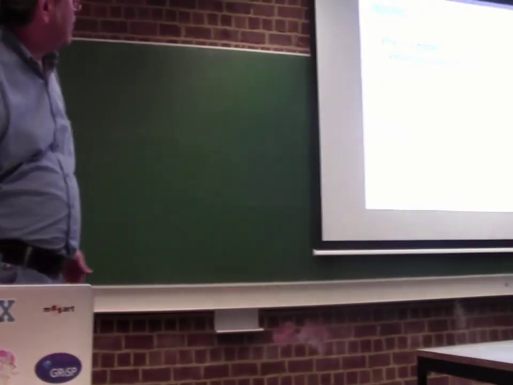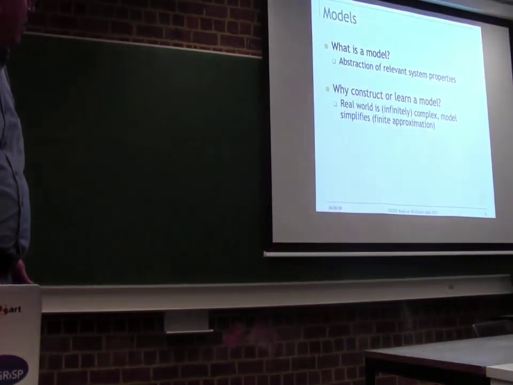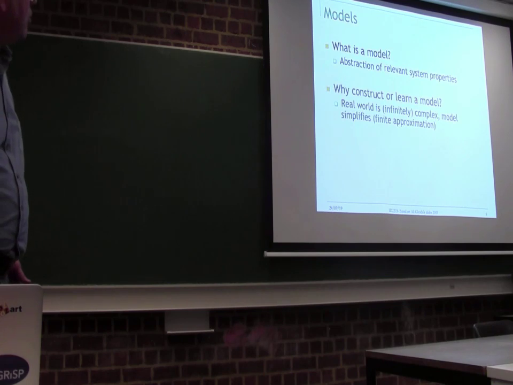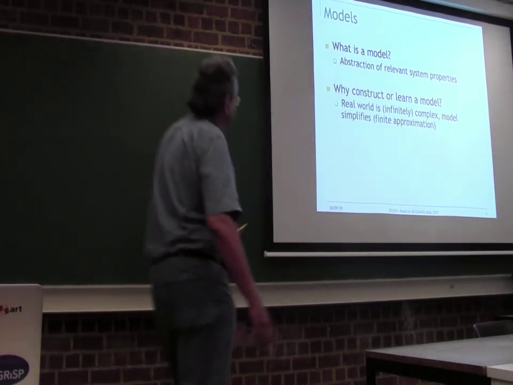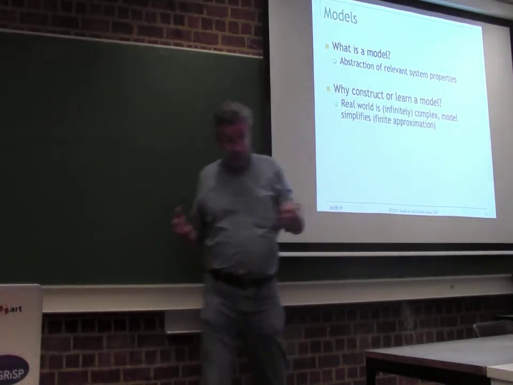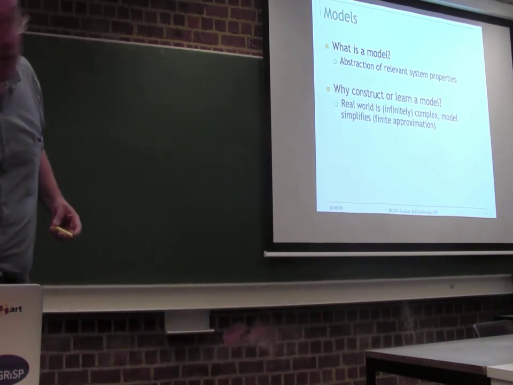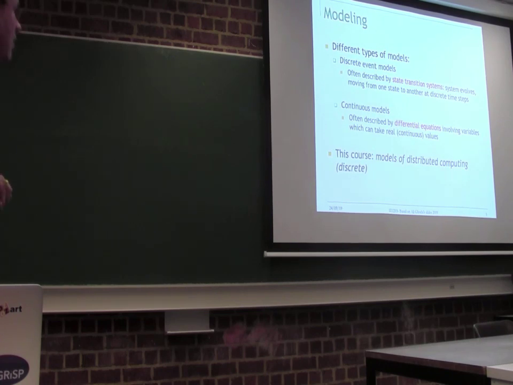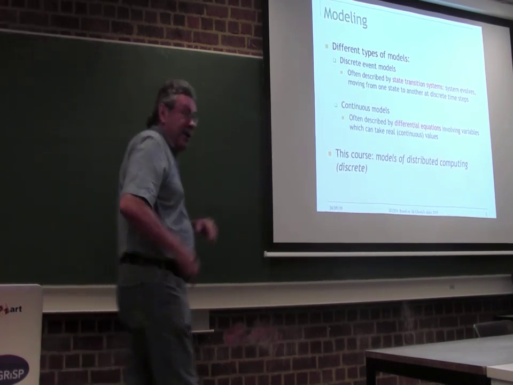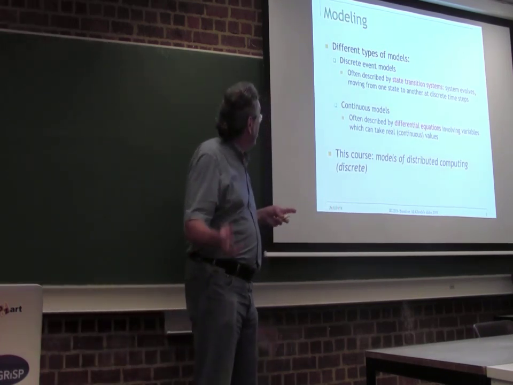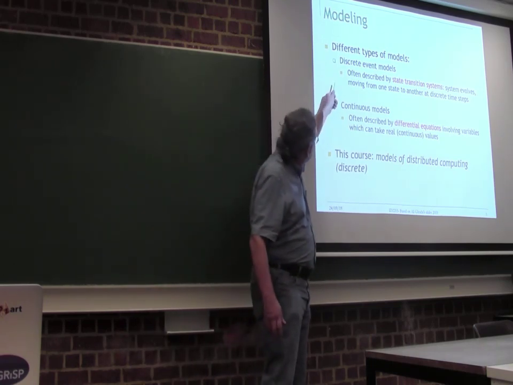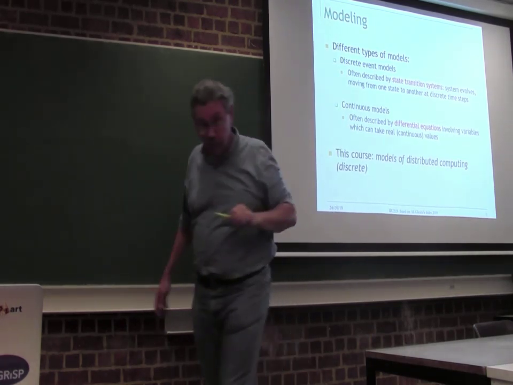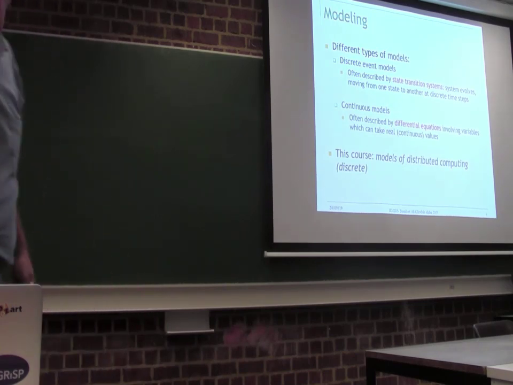So we gave a little bit of introduction last week. The problem is the real world is very complicated, so we want to simplify it. So the model is going to be a simplification, okay? And modeling is very important. It's what engineers and scientists do all the time. So we're going to make discrete event models for distributed systems and for algorithms.